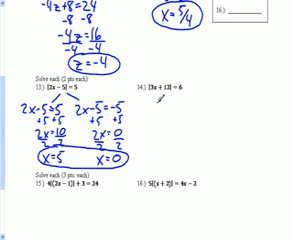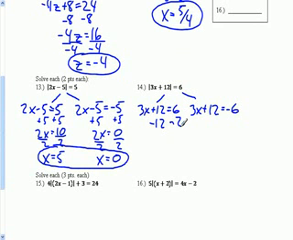All right. Next one, same thing. I'm going to split it into two equations. So I've got 3x plus 12 equals 6. I also set it equal to the opposite, so 3x plus 12 equals -6. And now I need to solve each one, so I'm going to subtract 12 from each side.